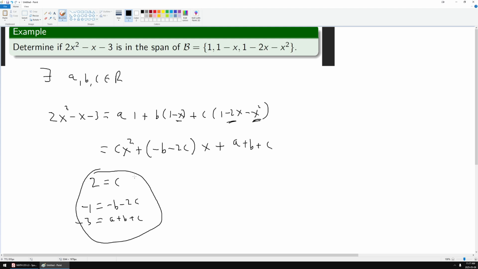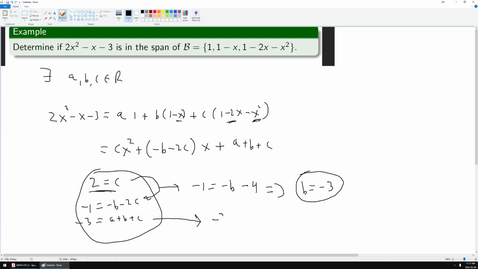So the first equation tells me 2 is equal to c. The second equation, if I plug these together, says minus 1 is equal to negative b minus 4, or b is equal to, so I add the 4, so I get 3, and then I put a negative, so negative 3. And finally, I can back sub the values of b and c into the last equation, and I can rewrite that as minus 3 is equal to a plus b, b is negative 3, plus c, c is 2.